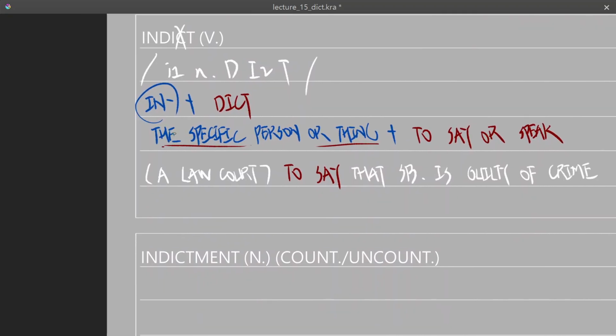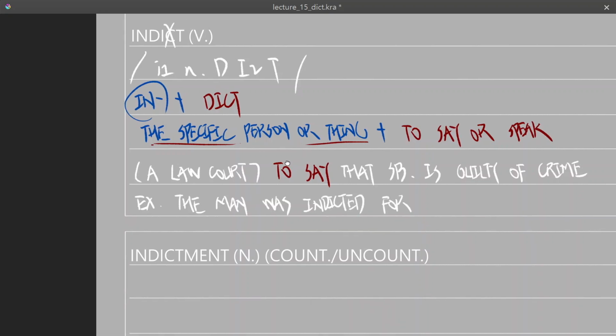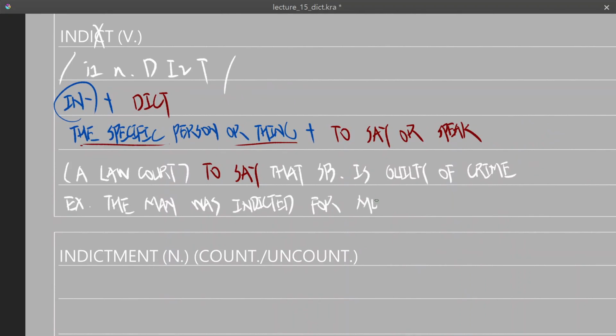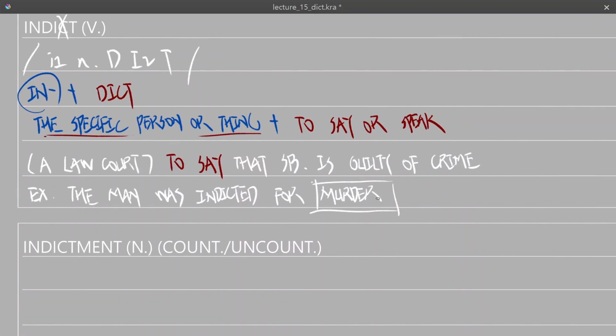Indict. So for example, let's say the man was indicted for murder. And you could replace it with any kind of crime you like.